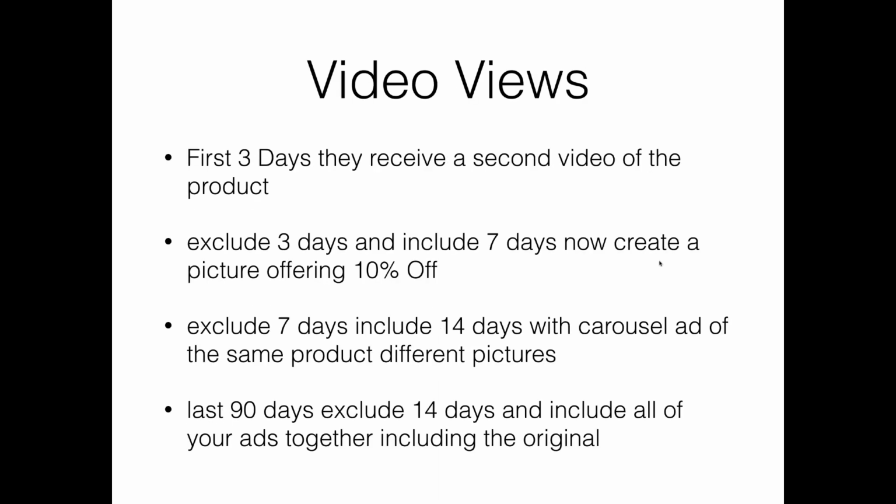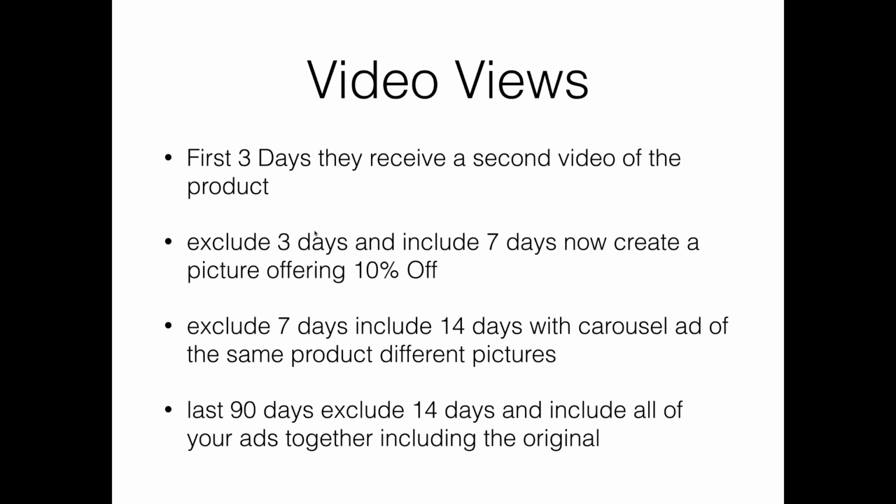So now with the video views, for the first 3 days they receive a second video of the product. This is when you click on engagement in your custom audiences, and somebody has seen the first 3 seconds of your video, or the first 10 seconds of your video. For the next 3 days, they're going to receive a retargeting ad of a second video. This can be a review video, just like how we did our teeth whitening. We go find a review video of it, and we show that review video for the next 3 days.